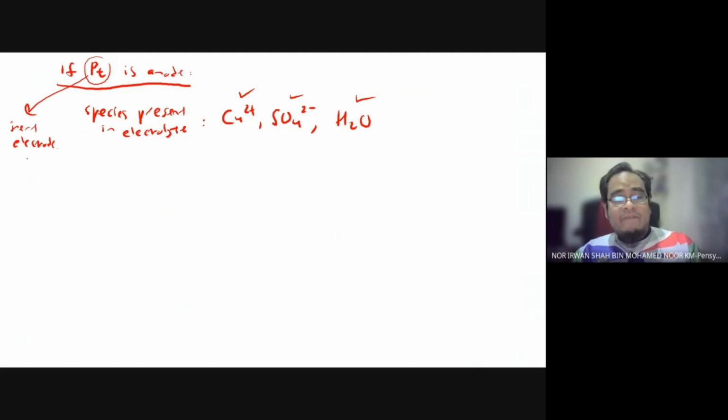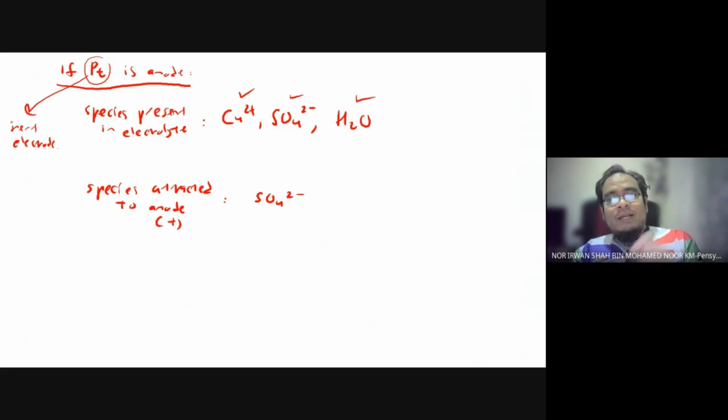seterusnya tadi kita dah identify species present in electrolyte. Okay guys, seterusnya apa kita akan buat? You all buat macam ni: apakah species attracted to anode? Sekarang kita tahu anode adalah positive terminal. Jadi of course, apa yang akan attracted to anode? Pertama sekali adalah sulfate. Ni baru attracted, belum selected. You all kena tahu beza attracted dan selected. Tertarik dan dipilih adalah dua benda yang berbeza.